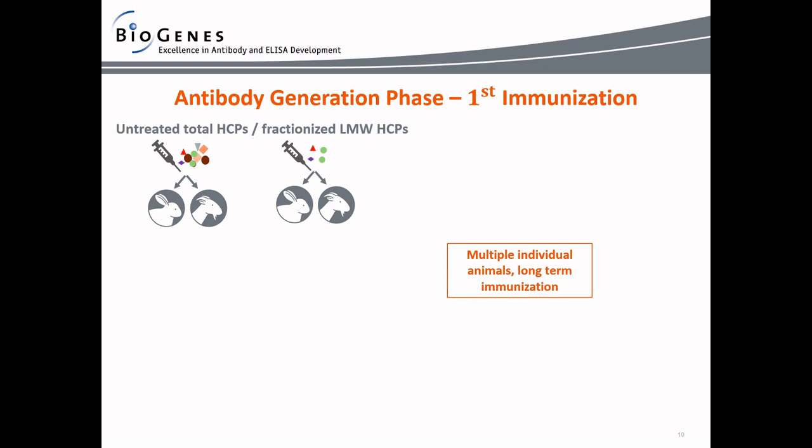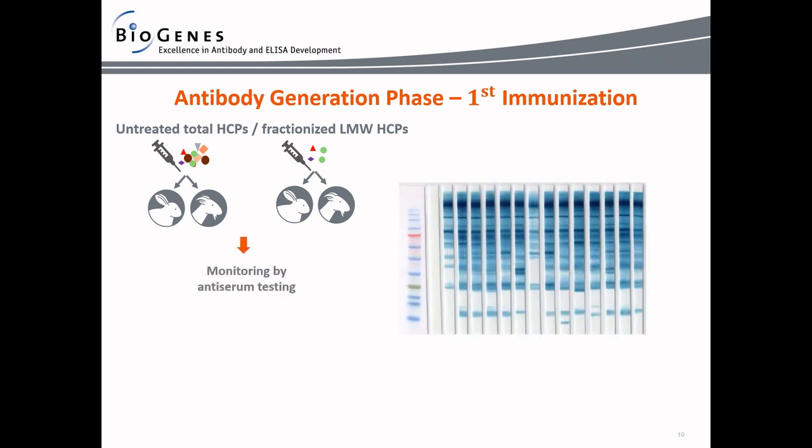Furthermore, multiple animals per species are immunized over several months to allow for both the generation of a broad antibody spectrum and the development of a robust immune response, even towards the low immunogenic antigens. The immunization period is then continuously monitored by ELISA titer determination and Western blotting. An example of the antiserum immunoblot is now shown on the right.